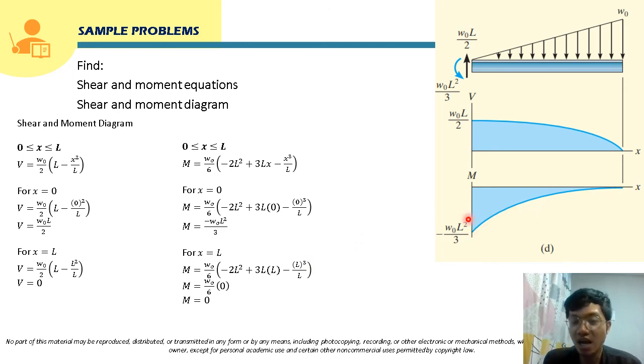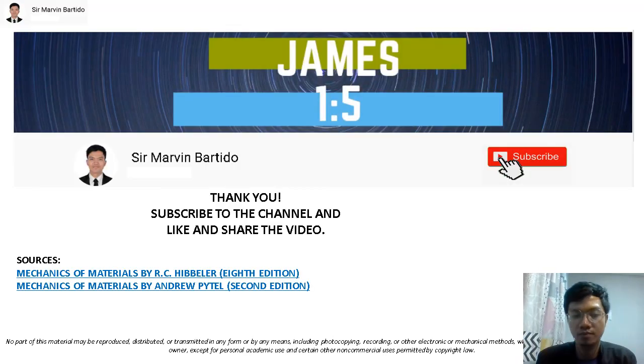Class, this graph for the moment diagram is cubic, or third degree, because as you can see in the equation for moment, this is x cubed. The highest exponent of variable x here, class, is 3. So this is cubic. And so again, this will now be the shear and moment diagram, class, for this problem. The continuation of this discussion will be shown in the next video.